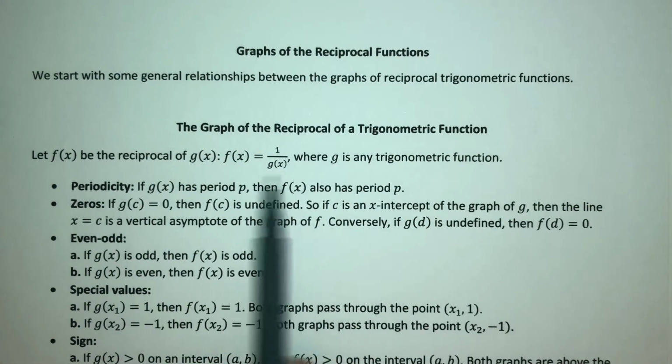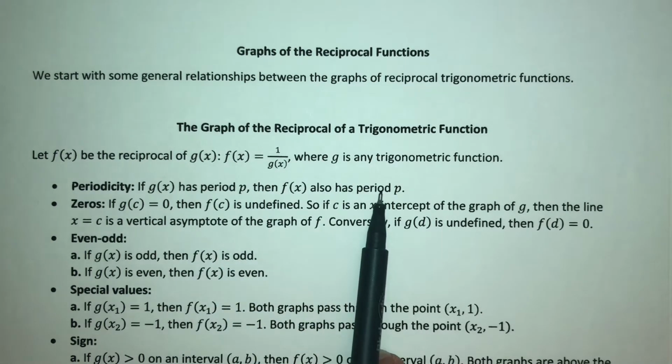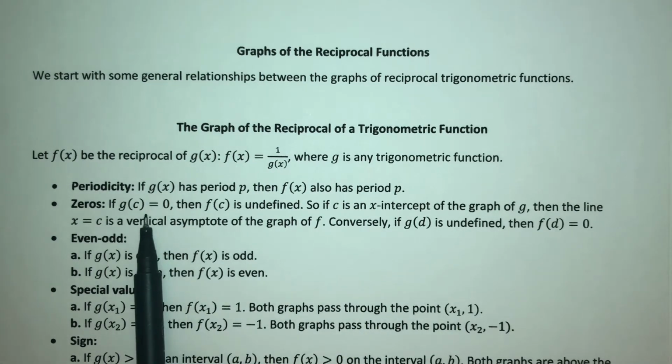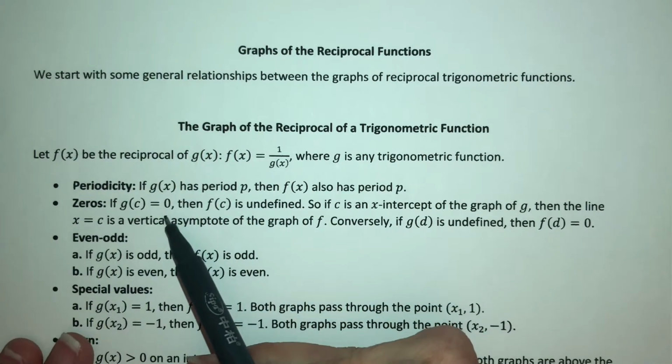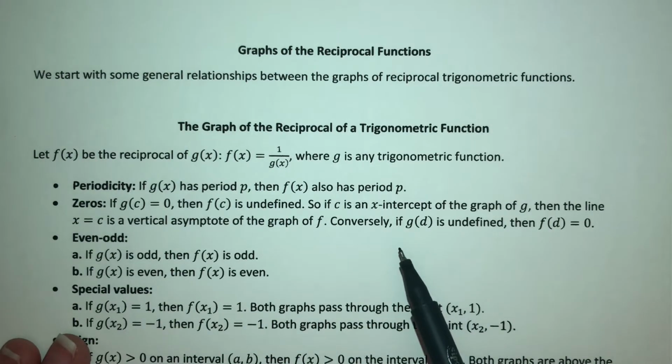The periods of both of them are the same. So if one has period of pi, the other one has period of pi. So if you know one, you know the other. Now zeros, these are reciprocals. So if 1 is equal to 0, then its reciprocal is something over 0, which means it does not exist. So when one of them is 0, the other is undefined, and it goes back and forth. Okay?